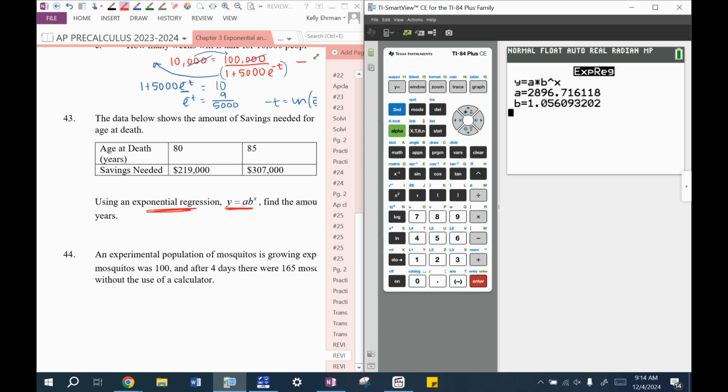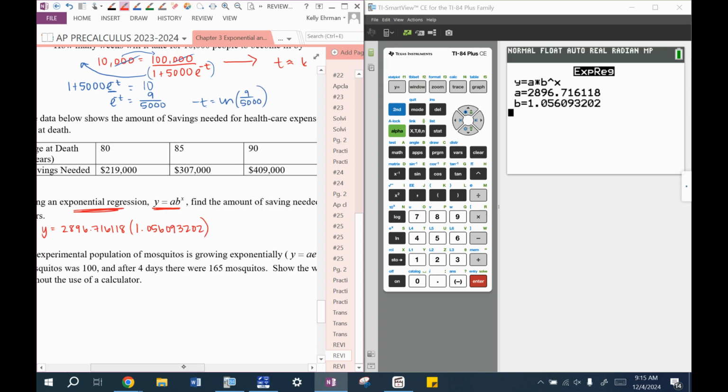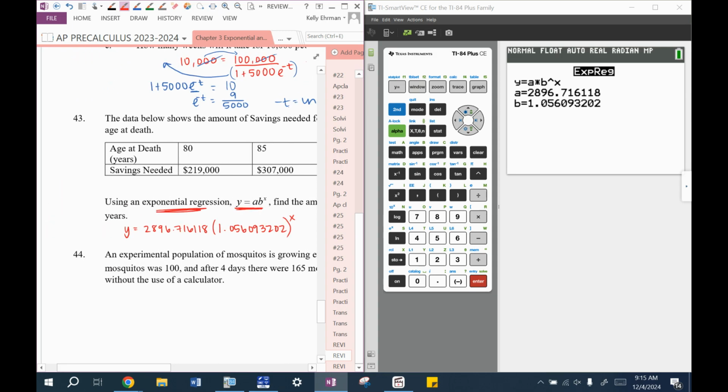Calculate. Now I am going to write this down. So when you write your equation, it should be the full equation, no decimals. So 2.896.716118. Did I say no decimals? I meant no rounding decimals. Times b, which is 1.056093202. Worst case scenario, you type this out on your home screen and you raise it to the 87th power.